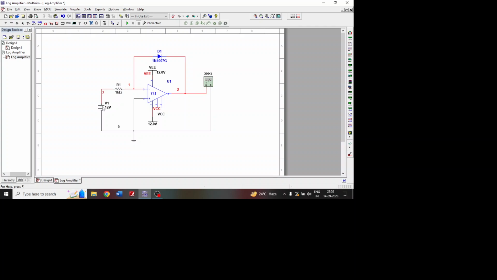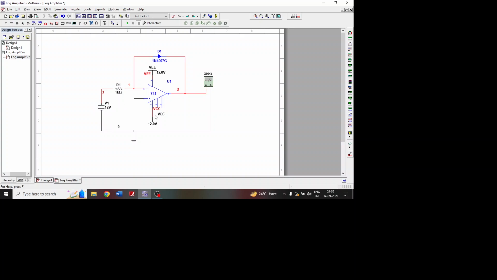To the R1, I am connecting a DC supply of say 12 volts. Of course, it is not compulsory that it is 12 volts, so we can change the value. We are going with the DC sweep, so whatever value you take for this V1, it doesn't matter.